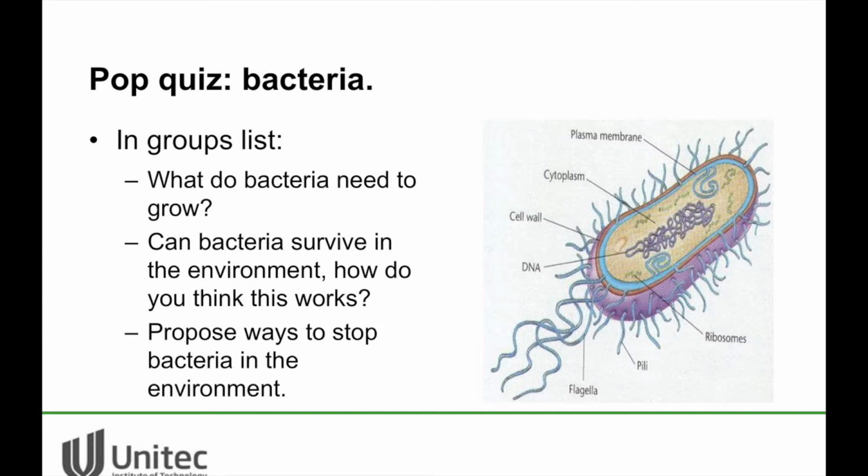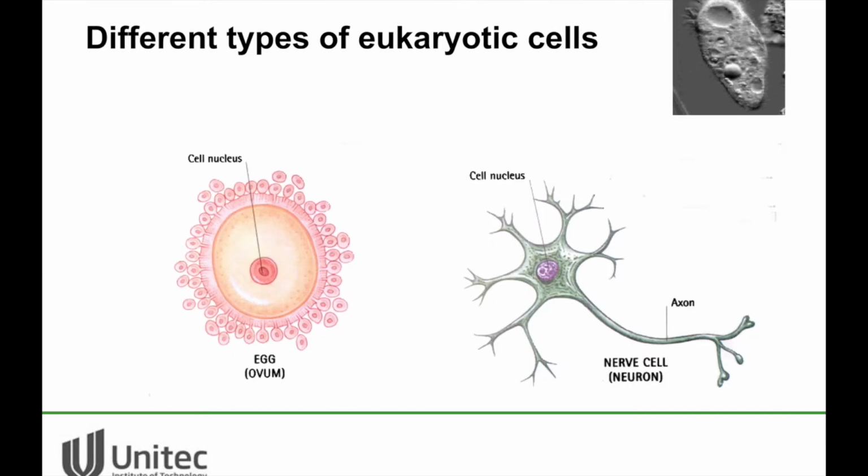We'll look at this pop quiz when we get into the class, but think about these questions because we'll discuss these in class. What do bacteria need to grow? Can they survive in the environment, and how do you think that works? And how do you think you can stop bacteria in the environment, for example, of your animal facility? Think on those things because we'll do that in the lab and discuss it as well.